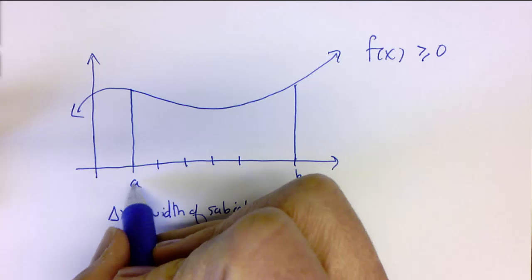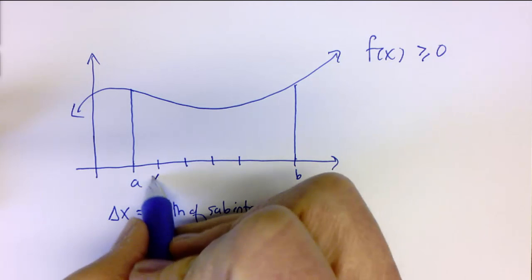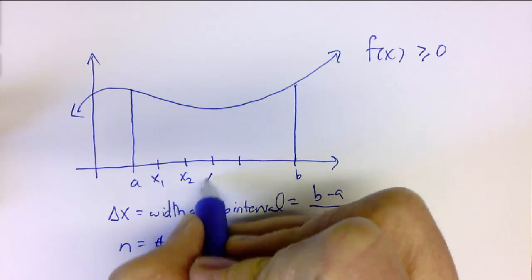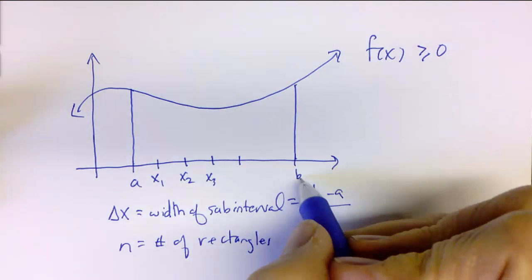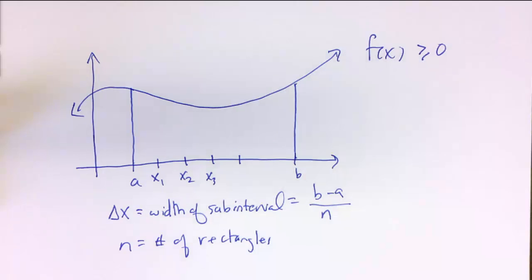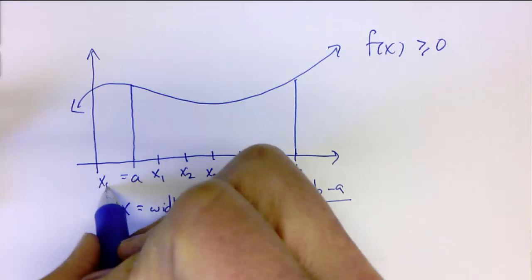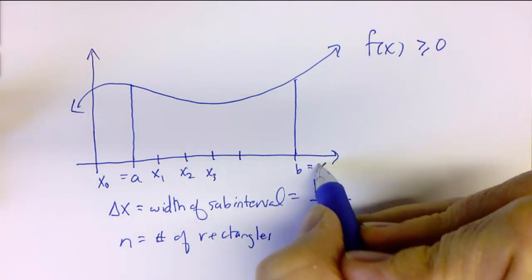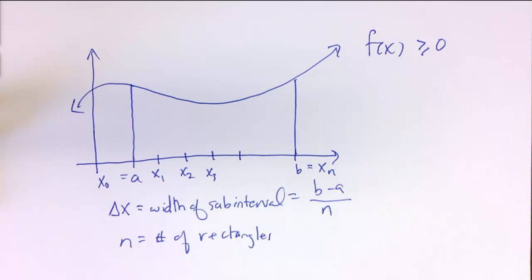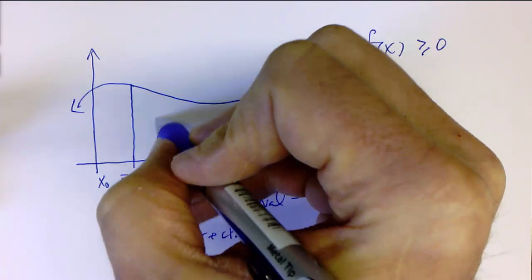And then we're going to label these points. This is the 0th one, and the first one, and the second, and the third, and so on, until we get to B, which will be the nth point. All right. So A we could also label as x0, and B we could label as xn. All right. And now we're going to divide our area into strips.